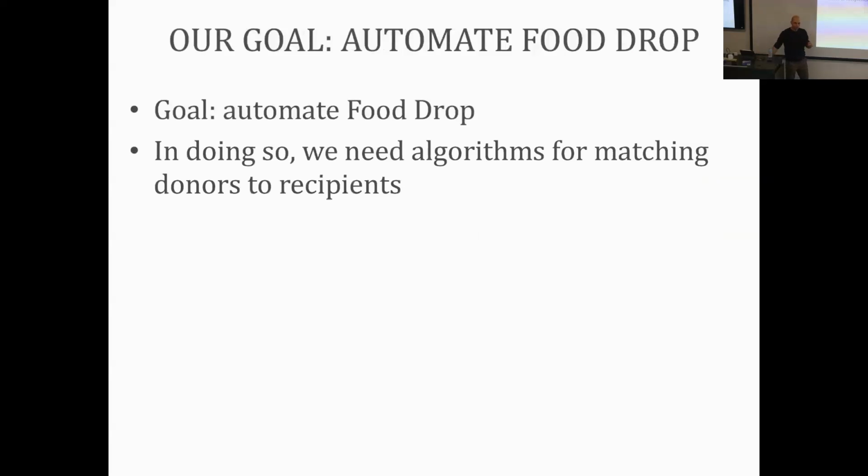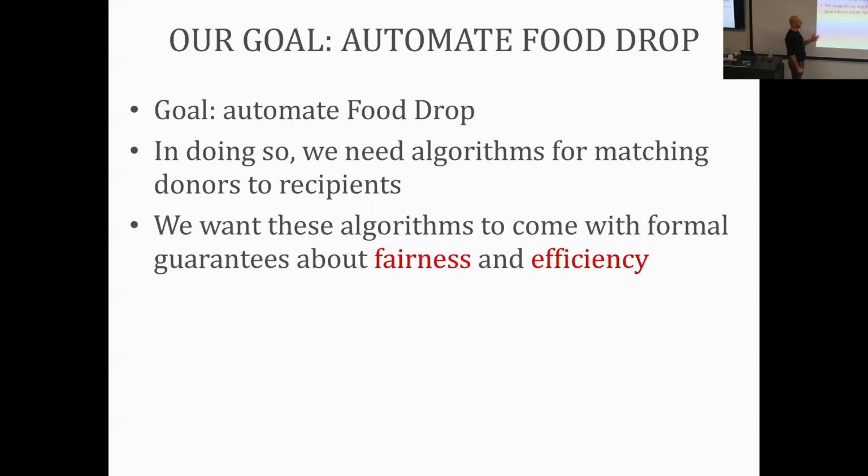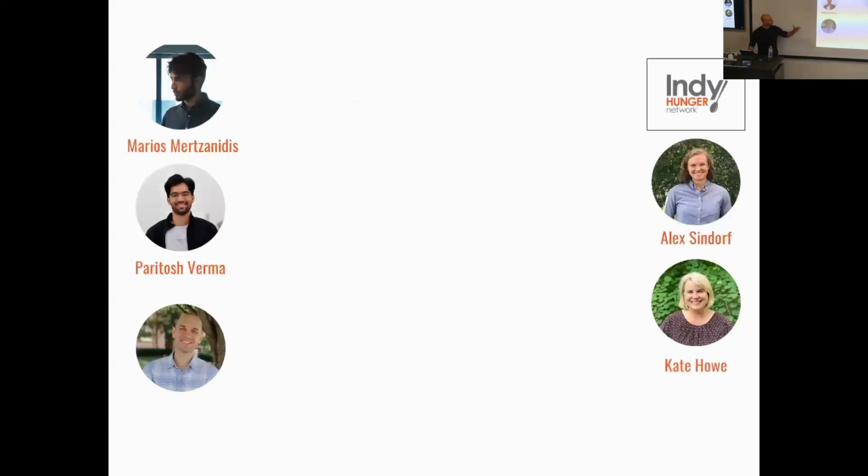And in doing so, because I don't have any humans, I need algorithms. And I need to understand how these algorithms work. Ideally, I want these algorithms to come with formal guarantees about how efficient they are and how fair they are. This is a slide I'll be coming back to. Alex Sindorf is the person who's running the food drop within IHN. Kate, our other point of contact, is the CEO. And this is work with my PhD students, Marios and Partosh.